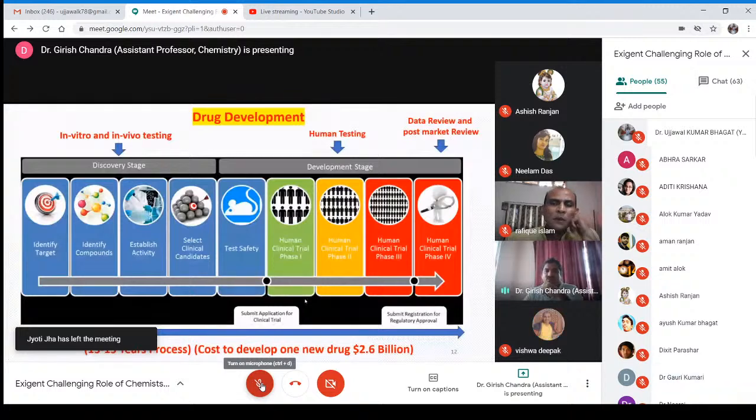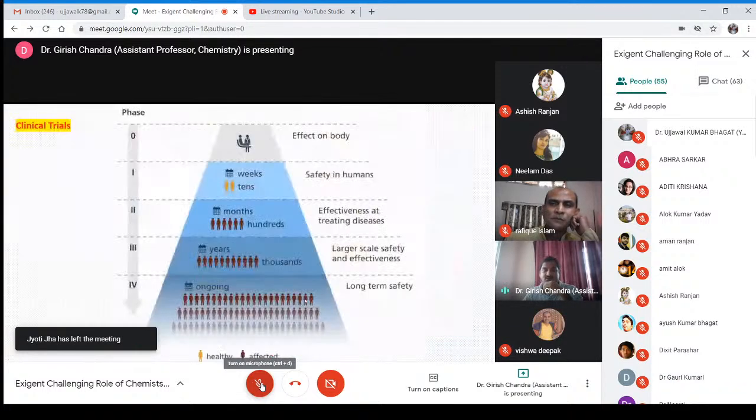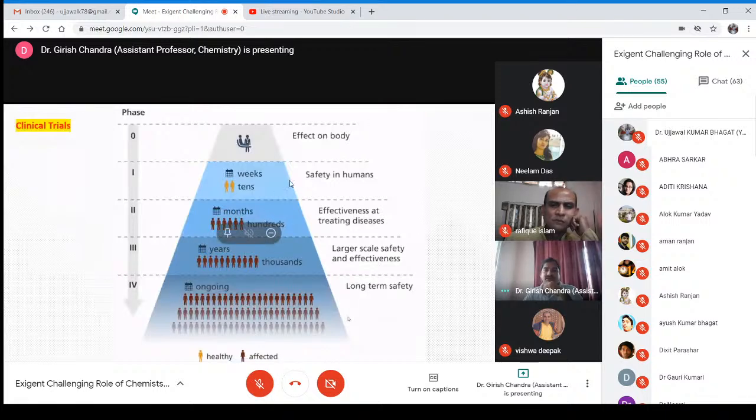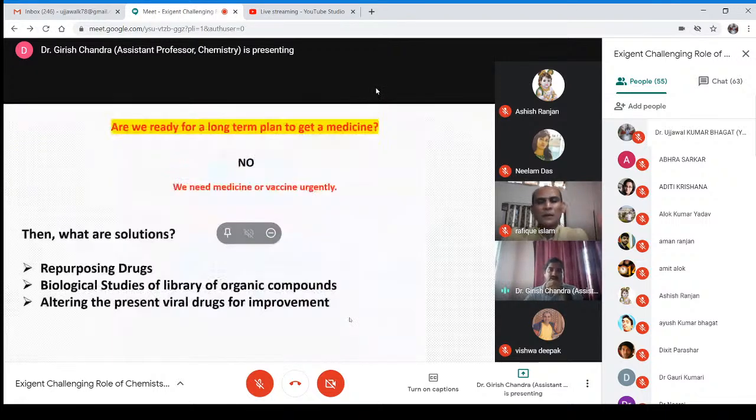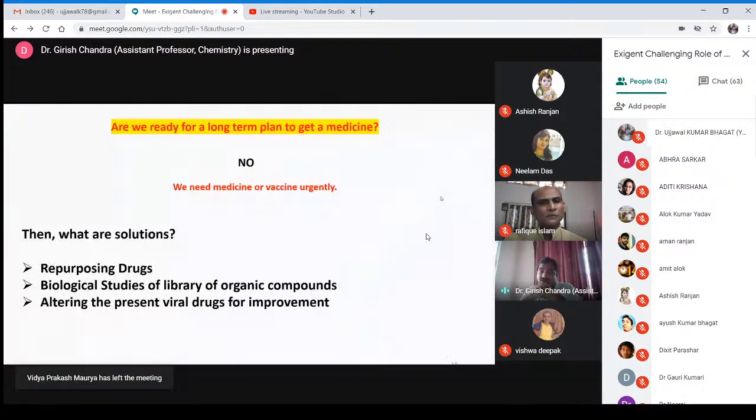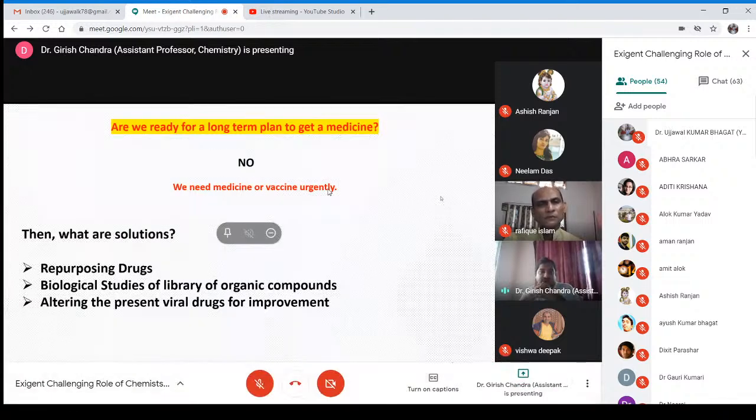I will just skip this because many things have already been discussed about human trials. Now, the question is: are we ready for development of a drug from the zero stage? Obviously the answer will be no, because we need medicine or a vaccine very urgently. We can't wait for the next 10 or 15 years to get a medicine for COVID-19. Then the question is, what is the solution?